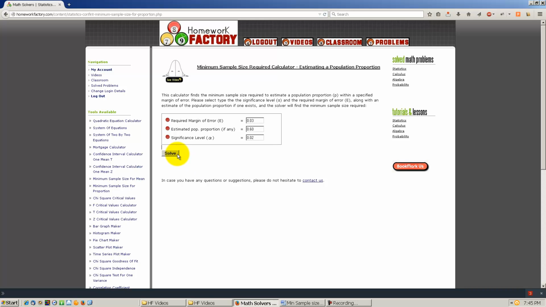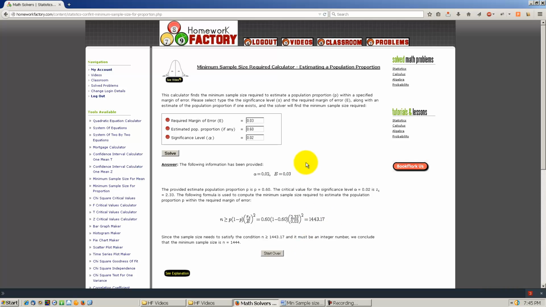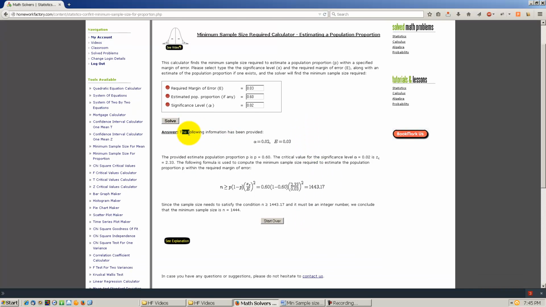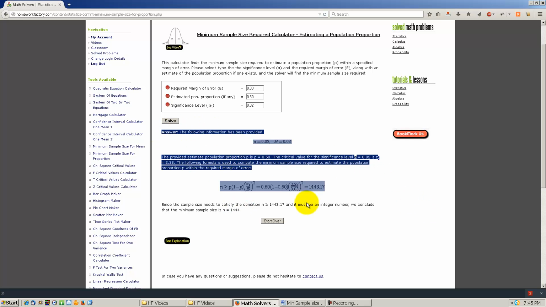And now all you have to do is just push this button that says solve. And voila, here you have all the details, all the calculations, and the final answer. You need n to be equal to 1444 or larger than that. And as usual, you can take this solution, copy it, and simply paste it on Word or whatever other text processing software that you're using.